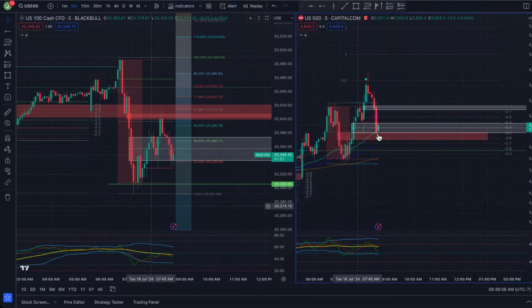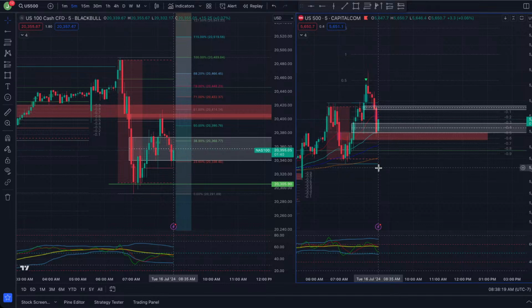I want to see displacement candles. Keep in mind, when the market's ready to push, when the market makers are ready to push the market, they do it quickly. They don't want to sit in certain zones for too long. That's why we wait for displacement candles.